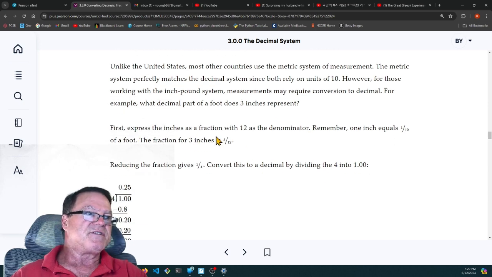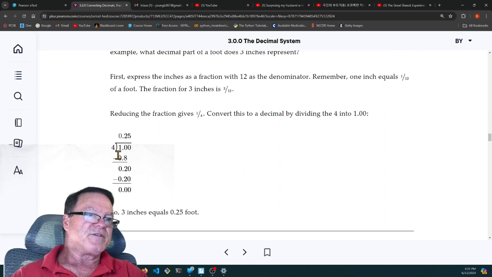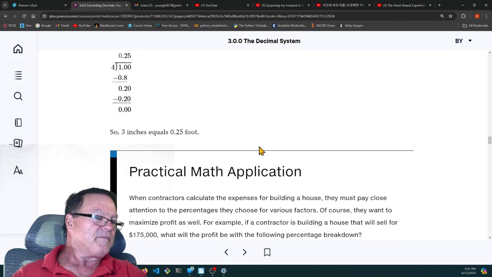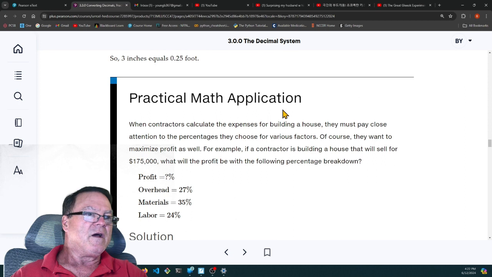First, express the inches as a fraction with 12 as the denominator. Remember, 1 inch equals 1/12. The fraction for 3 inches is 3/12. Reducing the fraction gives 1/4. Convert this to a decimal by dividing 4 into 1. So 4 goes into 1 0.25 times. So 3 inches equals 0.25 feet.